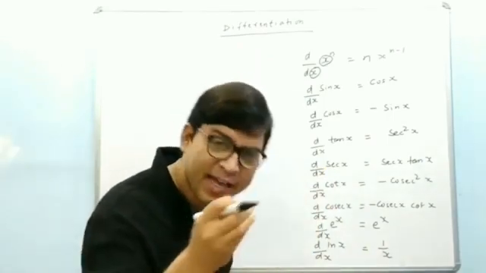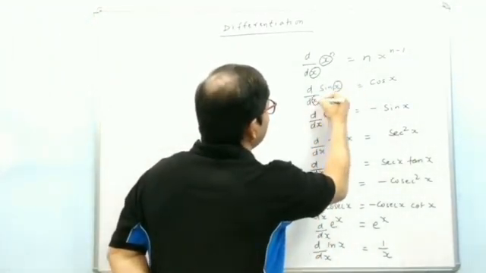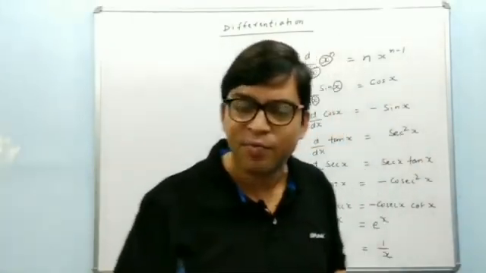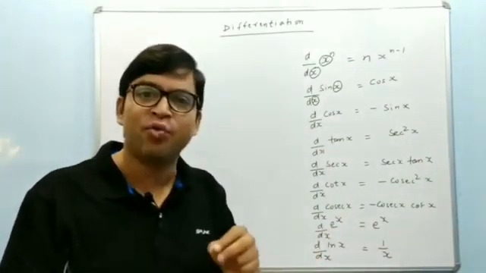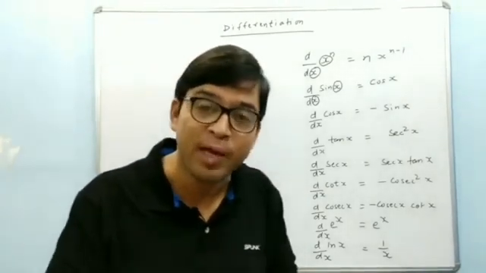Now see this formula: differentiation of sin x with respect to x is cos x. What is the key here? Again the same thing. Whatever angle is here, the same thing should be there. Then the result will be cos that thing. So first instance we have to identify which form it is going to be.